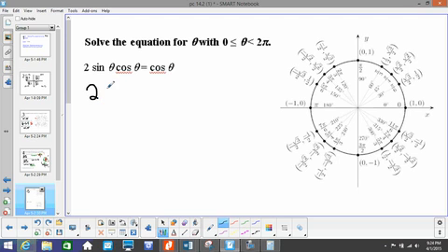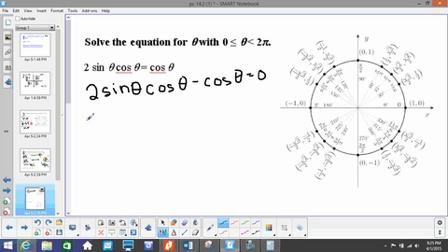2 sine theta, cosine theta. And what I did was I subtracted cosine theta from both sides. Oh, guess what? We get a factor. That's everybody's favorite. Looks like the greatest common factor there is cosine theta.